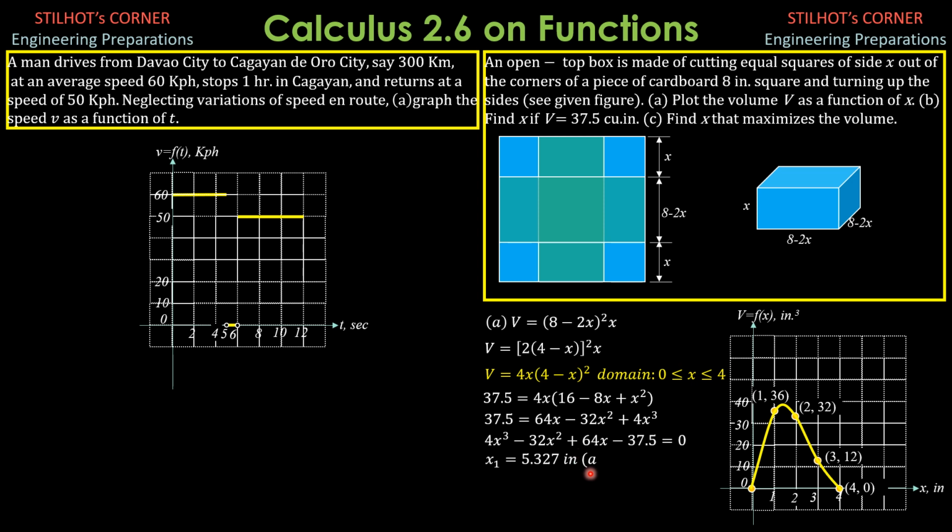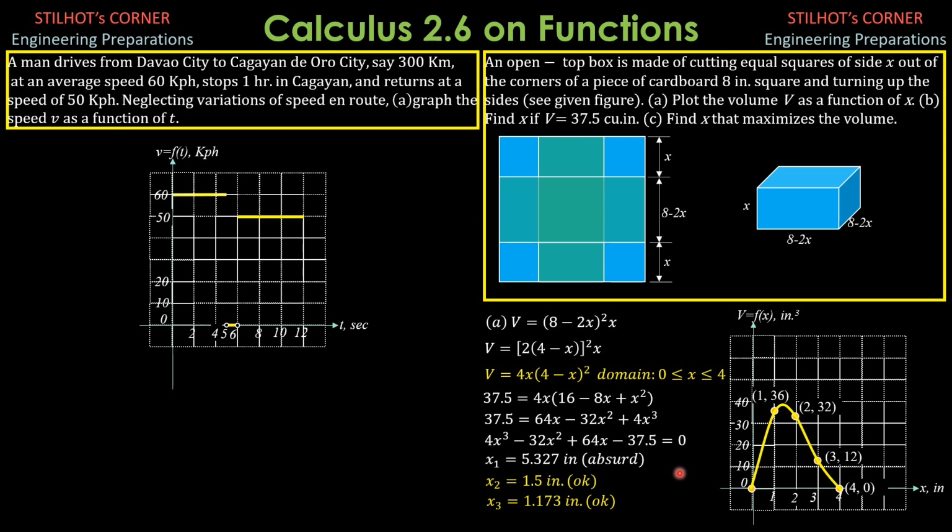One is x1 equals 5.327 inches, and it is an absurd value because the domain is 0 to 4. So this is outside the domain and it cannot be. Then the next root is x2, which is 1.5 inches, and that is okay because it is within the domain. Finally, x3 is equal to 1.173 inches, and that is okay also because it is inside the domain. So therefore, when the volume is 37.5 cubic inches, the value of x would be 1.5 inches and 1.173 inches.